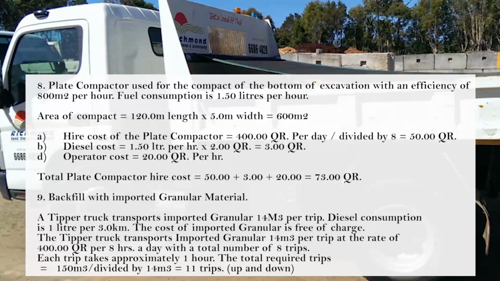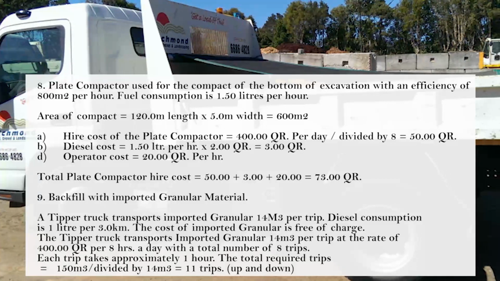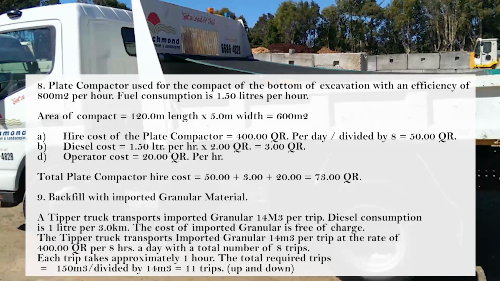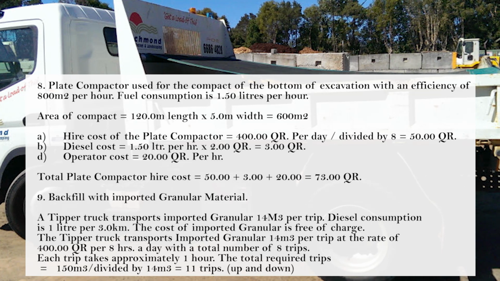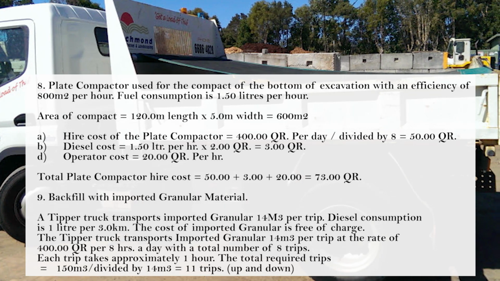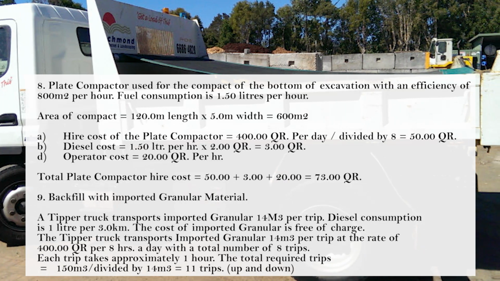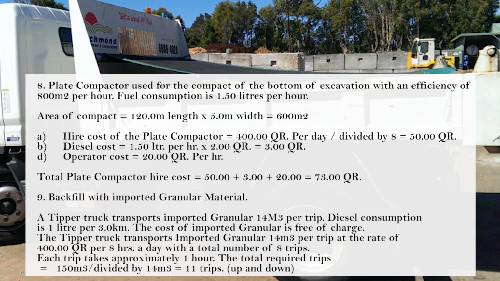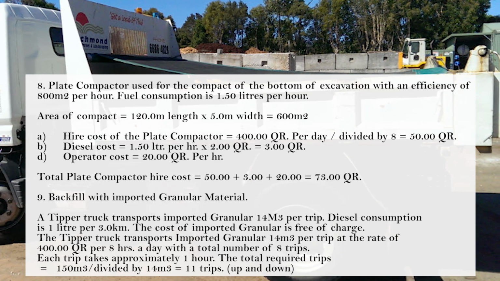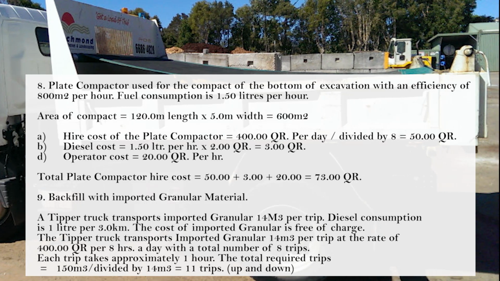8. Plate compactor used for the compaction of the bottom of excavation with an efficiency of 800 meters square per hour. Fuel consumption is 1.5 liters per hour. Area of compaction 120 meter length into 5 meter width equals 600 meter square. A. Hire cost of the plate compactor equals 400 Qatar riyal per day divided by 8 equals 50 Qatar riyal. B. Diesel cost equals 150 liter per day into 2 Qatar riyal equals 3 Qatar riyals. D. Operator cost equals 20 Qatar riyal per hour. Total plate compactor hire cost equals 50 plus 3 plus 20 equals 23 Qatar riyals.